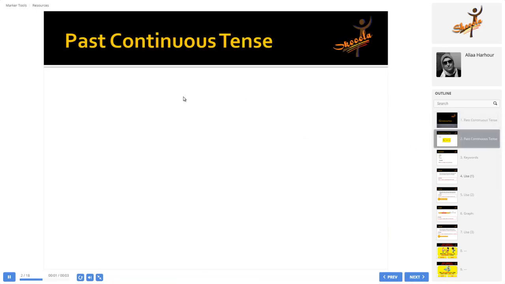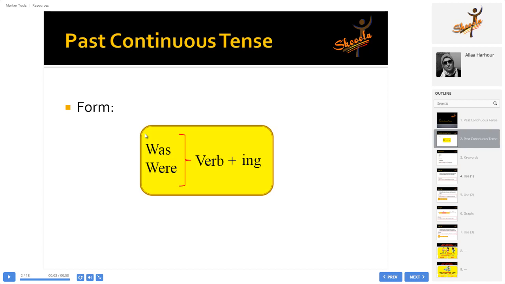First of all, let's start with the form. What do I mean by the form? The form means, how does it look? It looks like a tense that starts with a helping verb and ends with verb plus ing. What do I mean by a helping verb? A verb that doesn't give meaning. The helping verb that we have here is was or were. As we have said before in the past simple tense, was comes with the subjects I, he, she, and it. Were comes with the subjects they, we, and you.